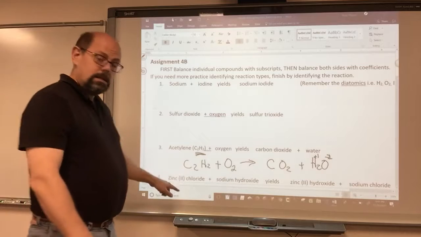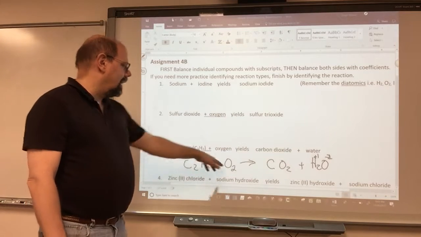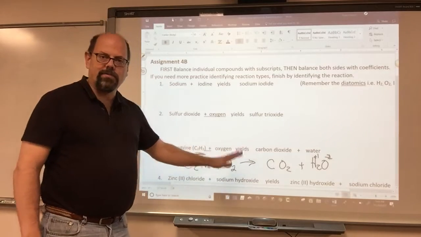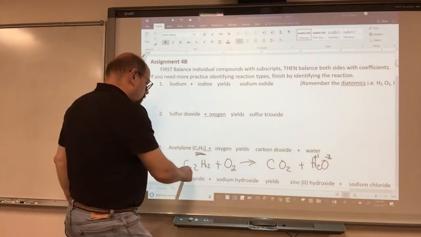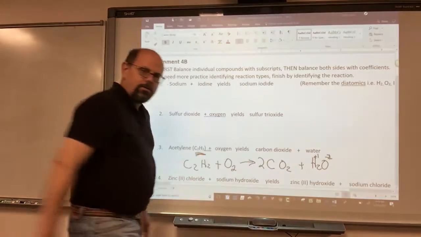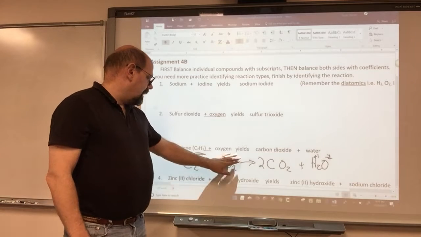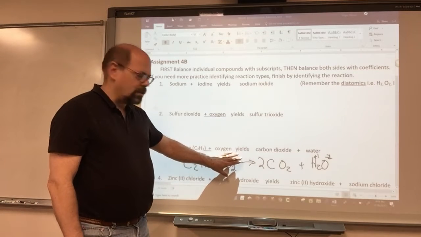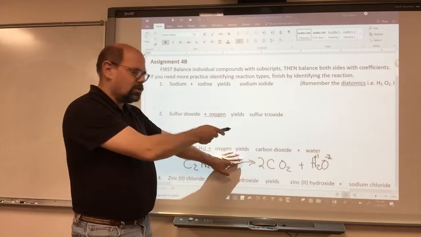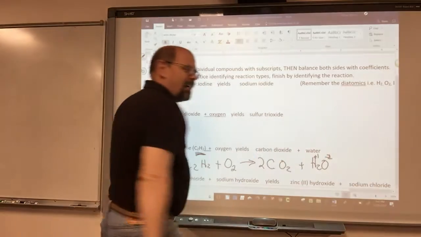I've got 2 C's. Well, oxygen's in between things, so let's leave oxygen for last, okay? So 2 carbons. I'm going to need 2 carbons here. I have 2 hydrogens, which I already have 2 hydrogens there, so that's nice. And I can now then do my little oxygen trick. Here's one way I can do this: cover up the diatomic. Say, how many oxygens on that side? Well, I've got 4 plus 1 more is 5.